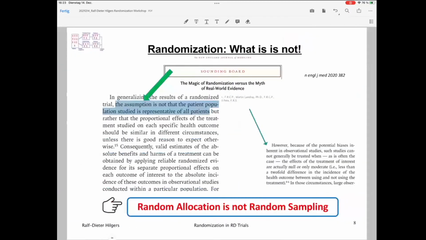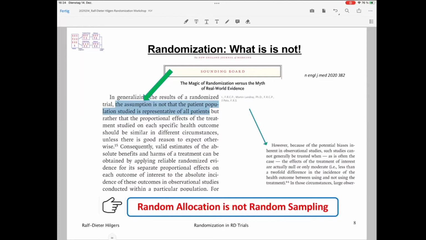Well, there's a recent article by Collins in 2020 in the New England Journal of Medicine, where he wrote a paper about the magic of randomization, and the myth of real-world evidence. In this article, it is stated that the assumption of a randomized trial is not that the patient population studied is representative of all patients you can have. So you will not get a representative sample by the randomization procedure or random allocation process you apply. Then you have to do other things. That's very important to say.